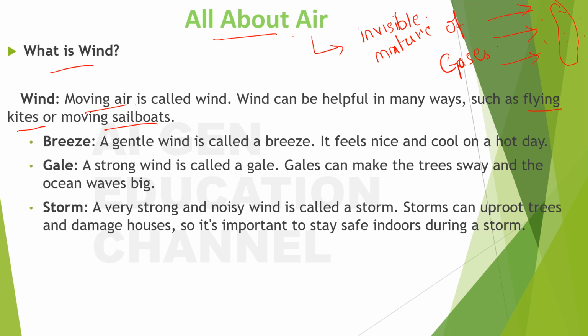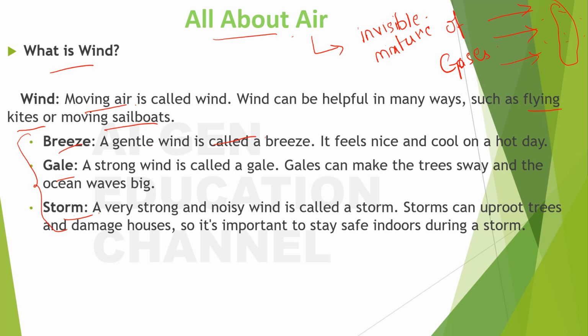Next, there are so many types of winds. Sometimes you feel like wind is fine, nice, and sometimes you feel like wind is so strong, and sometimes you feel like wind is so dangerous, right? So there are different names for all these feelings of yours. When you feel it gentle, it is called a breeze, when you feel it's powerful, it is called a gale, and when you feel it's dangerous, it is called a storm. So a gentle wind is called what? Breeze. It feels nice and cool on a hot day. When there is a breeze, you will feel it to be so nice.